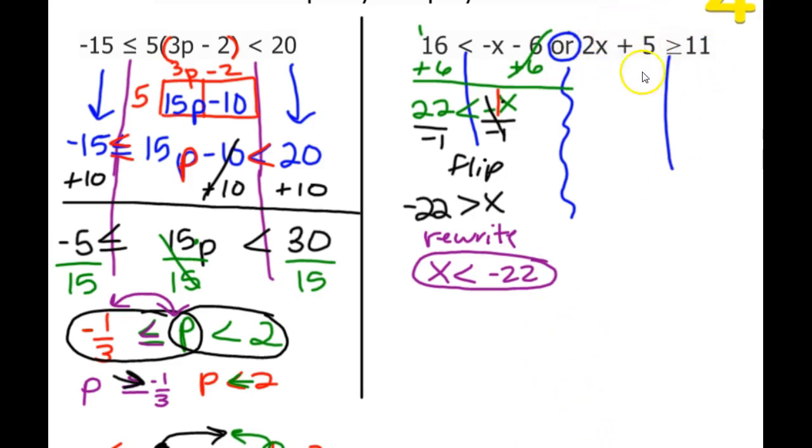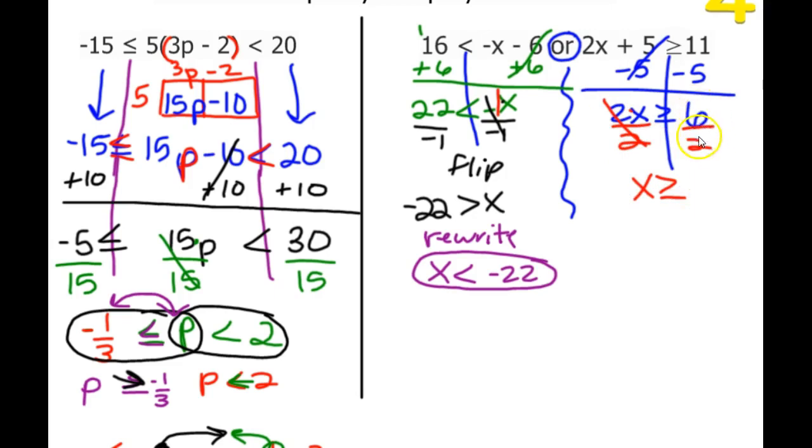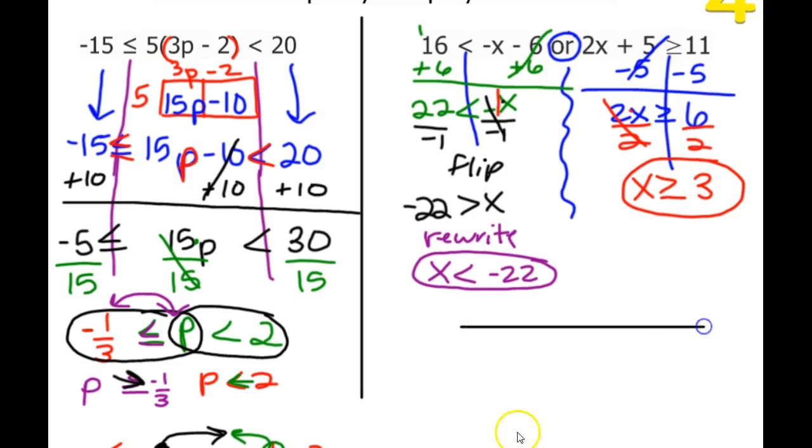Next, we have 2x plus 5, so I'm going to get rid of my adding and subtracting first. Subtract 5. 2x is greater than or equal to 11, 10, 9, 8, 7, 6. And then the opposite of multiply by 2 is divide by 2. So we have x is greater than or equal to, well, 6 divided by 2 is 3. That one already has the letter on the left, so we can graph it.